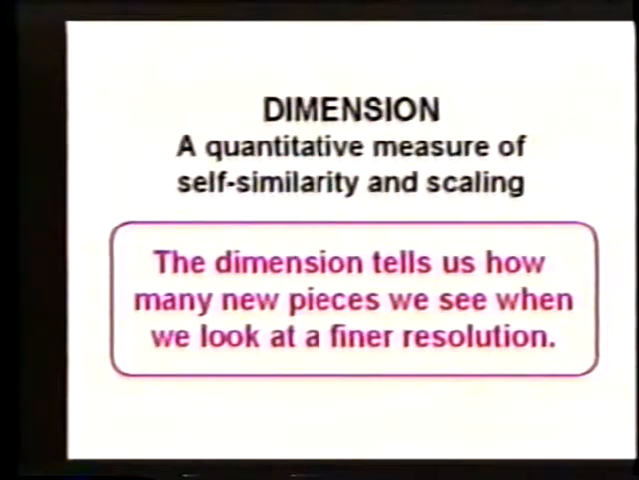So what the dimension will tell us then is it will tell us as we go to finer resolution how the system changes. In particular, it will tell us how many new pieces we see when we look at finer resolution. So this is the qualitative meaning of the dimension. That the dimension tells us how many new pieces we see when we look at finer resolution.